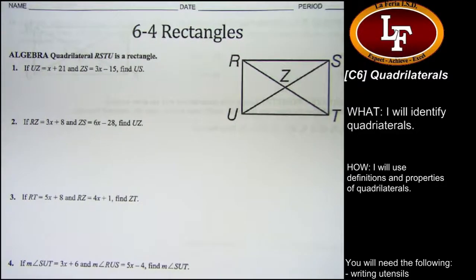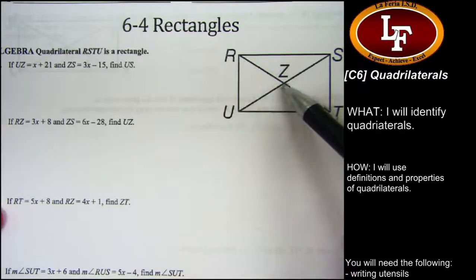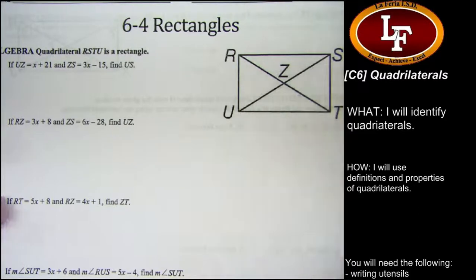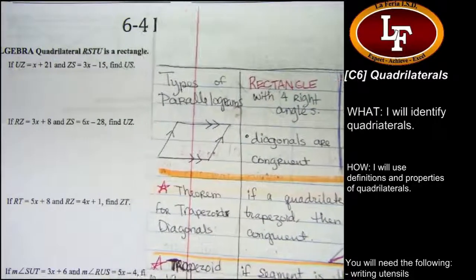So the first setup says that if UZ is x plus 21, so they're giving me a measurement for this segment here, and then ZS is some other value, 3x minus 15. It's giving me this segment here. They want to know the full segment length of that diagonal. So let's look at our properties of rectangles first.